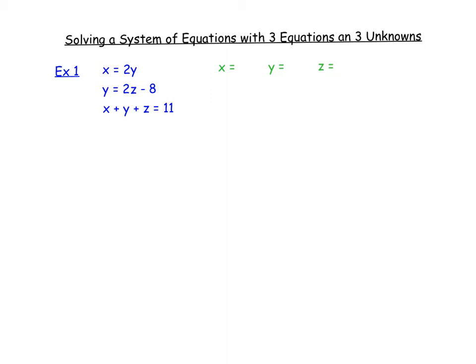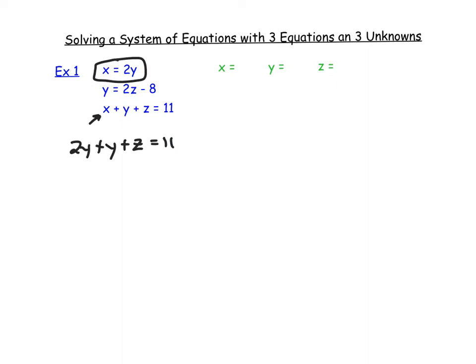All right. So what we want to do is first get one of the variables all by itself and isolated, and then hopefully we can solve from there. What I see right away is that x is 2y. And so I'm going to take that third equation and plug 2y in for x. So I'm just going to rewrite this third equation as 2y plus y plus z equals 11.